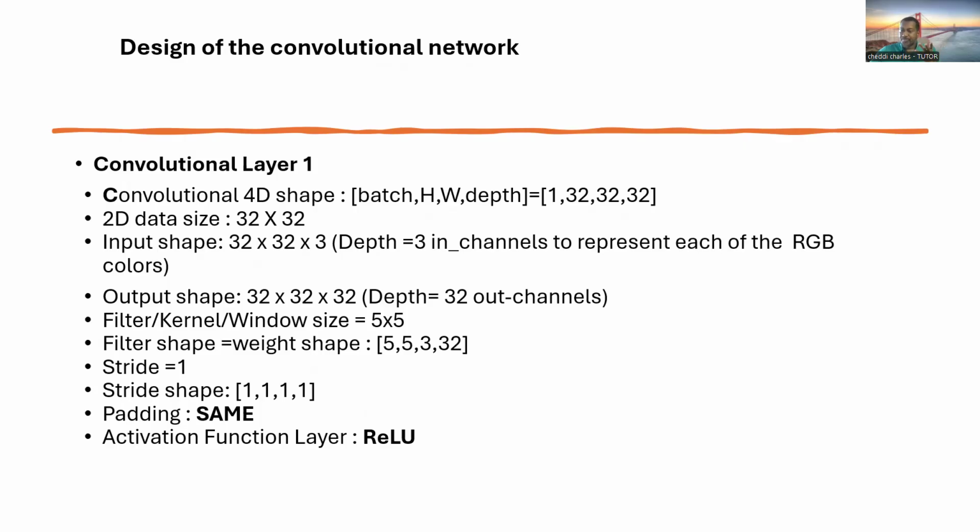Then we have the filter size. Remember the little matrix there? We use a 5 by 5, so the shape would be 5 by 5 by 3 because there were 3 channels. And remember there were 32 outputs there. The stride was 1, how fast you move. Padding is the same, so we expect the output to be the same as the input dimension. And we apply the activation function layer afterwards. We do the matrix.